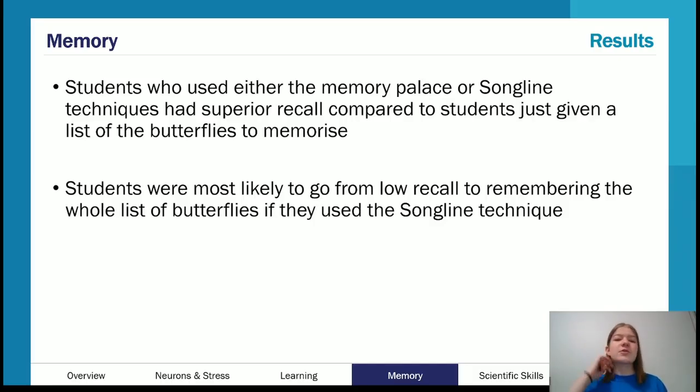In terms of the results that they found from their study, students who used either the memory palace or the songline techniques had superior recall compared to students who were just given a list of the butterflies to memorize and not taught specifically any technique. Students were most likely to go from low recall to remembering the whole list of butterflies if they used the songline technique, and there was some advantage there in terms of making less sequence errors. You can look at the exact data in there.